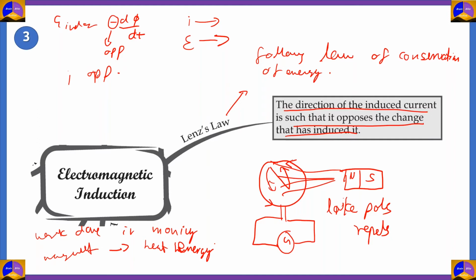So that heat energy is equal to the work done in moving the magnet. So the mechanical energy converts into heat energy, while the magnetic energy converts into electrical energy. So here, energy is not gained or lost. It is only converted from one form to another, following the law of conservation of energy. So once again, let's look at Lenz's law. Again, a very important law. The direction of the induced current is such that it opposes the change that has induced it. So in order to find out the direction, it's easy.